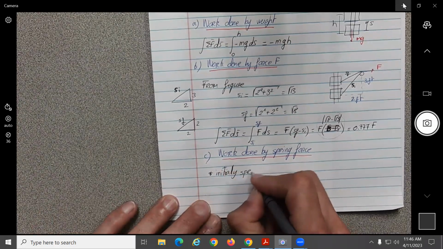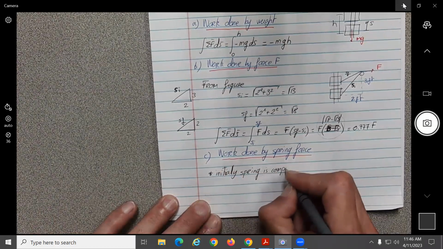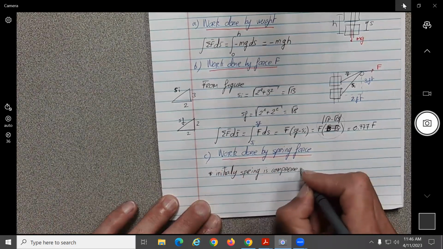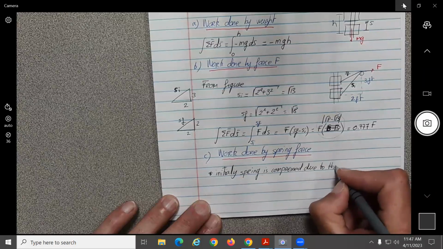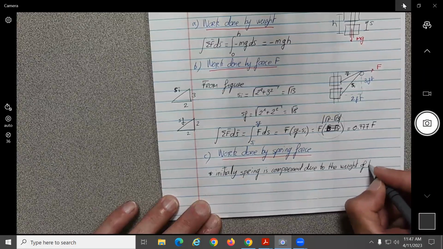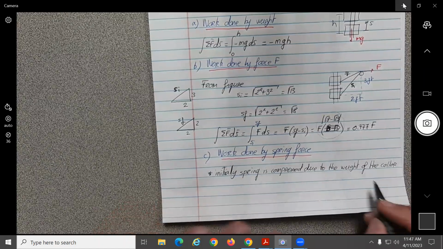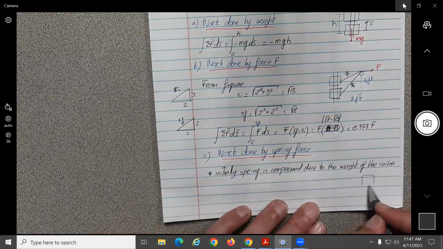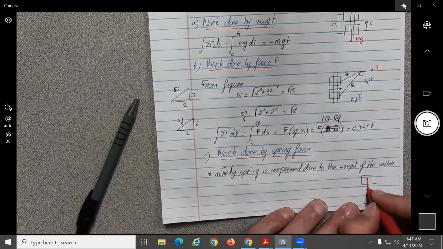Spring is compressed due to the weight of the collar. I think that's what they call this one. So basically you have here the collar and this is the spring, no? So how much is it going to be compressed?